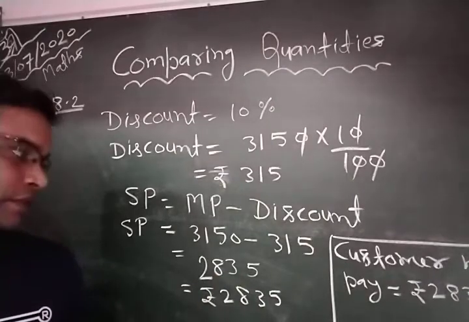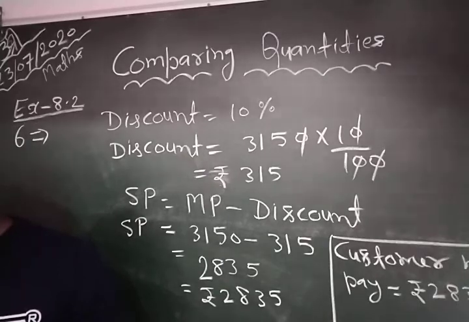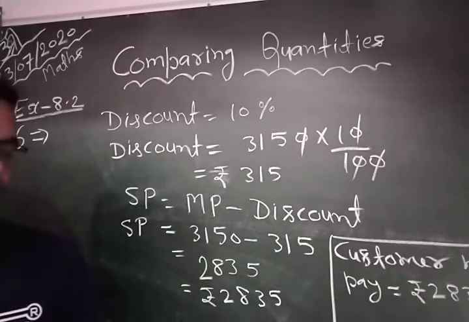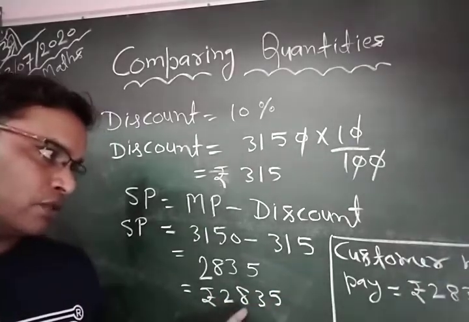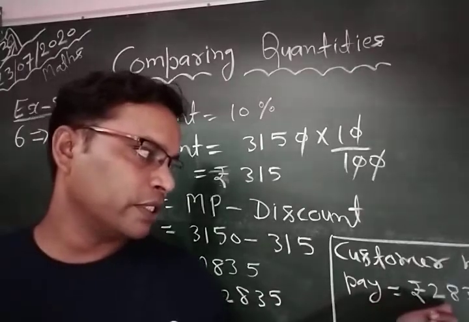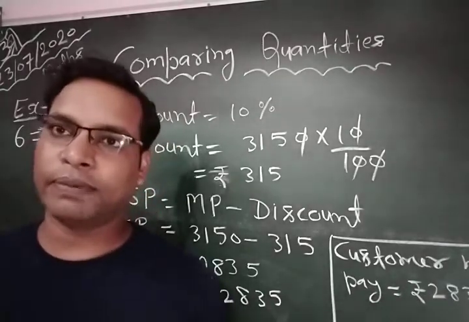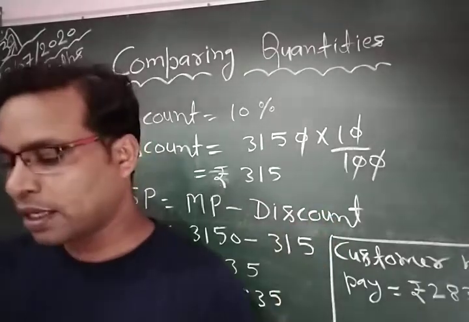The SP is 2,835. The question asks us what a customer would have to pay for a pair of jeans and two shirts. So this amount, rupees 2835, is what the customer has to pay. In this way you complete this question number 6.